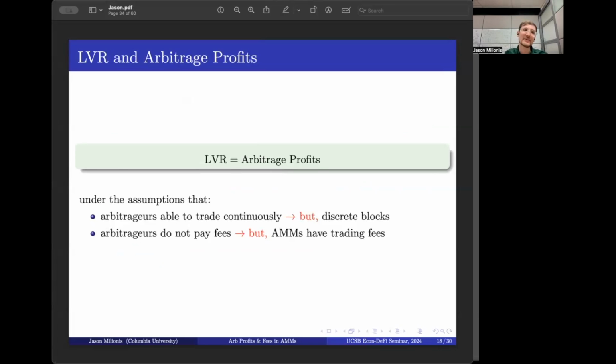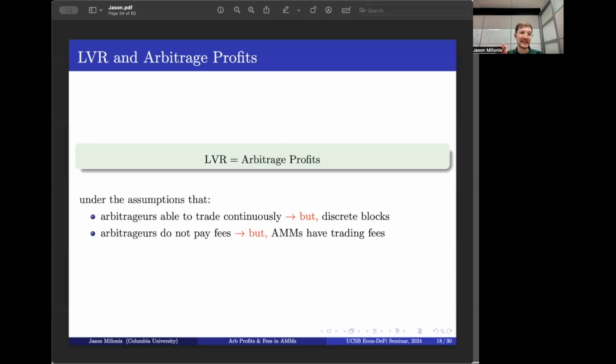So what we saw in the previous section, this first part of the talk, is that basically whenever the arbs see that the AMM price is different, then they will actually trade on the pool to exploit that. And as we established, under the previous assumptions in this model, you have that LVR is exactly the profits obtained from arbitrage.